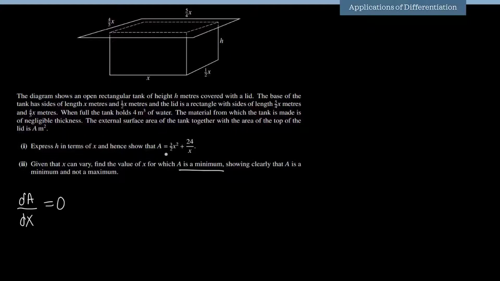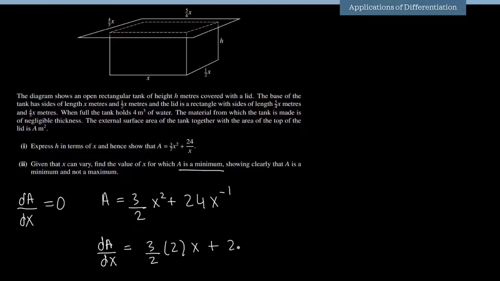So in order to differentiate this, first I'm going to rewrite this equation in the form of 3 upon 2 x squared plus 24x to the minus 1. Now I'll differentiate. dA upon dx would be equal to 3 upon 2 times 2x plus 24 times minus 1 x to the minus 1 minus 1. 3 upon 2 times 2 is 3. So dA upon dx would be equal to 3x, and 24 times minus 1 is minus 24, and minus 1 minus 1 is minus 2. So x to the minus 2.